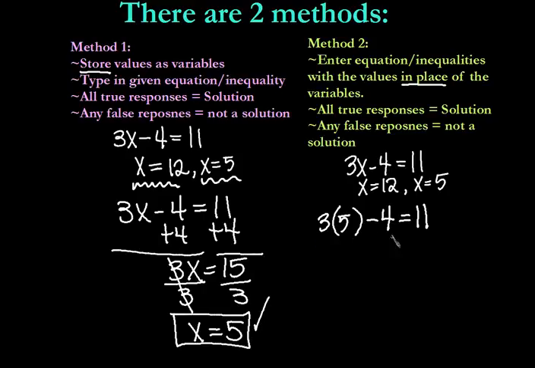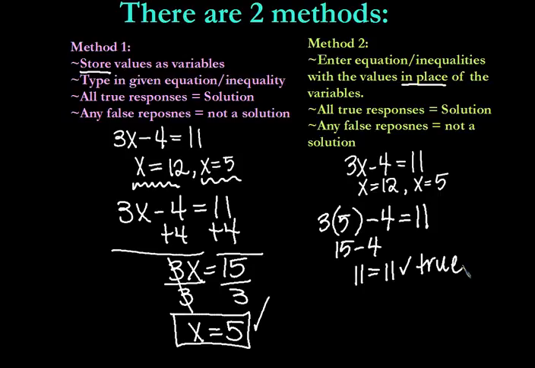evaluate, find the value of this left side. 3 times 5 is 15. 15 minus 4 is indeed 11. Since that is a true statement of equality, it is the solution. But I'm going to go ahead and show you method 2 as well.